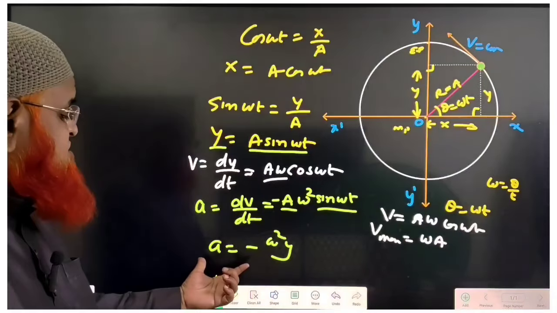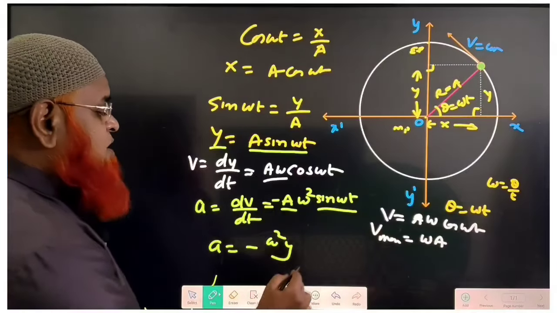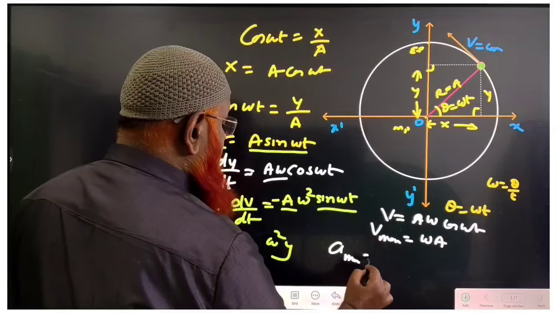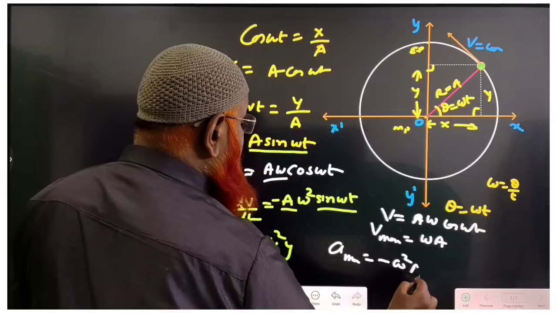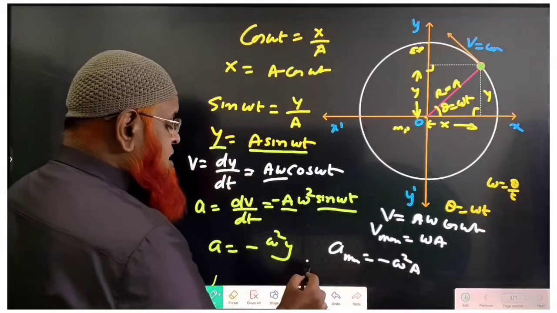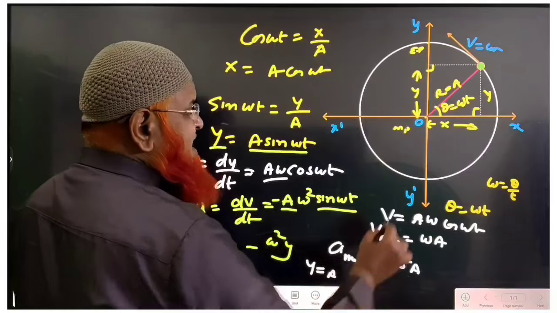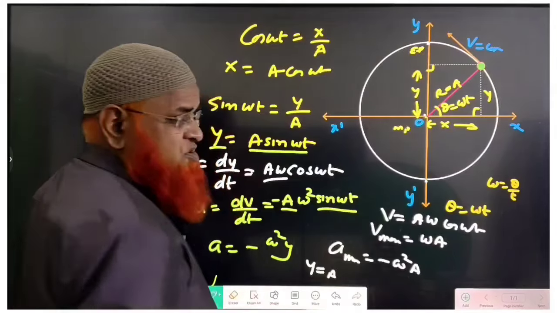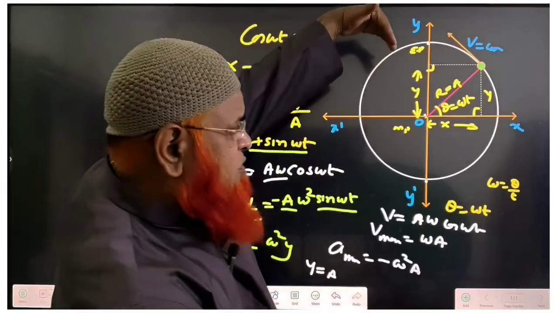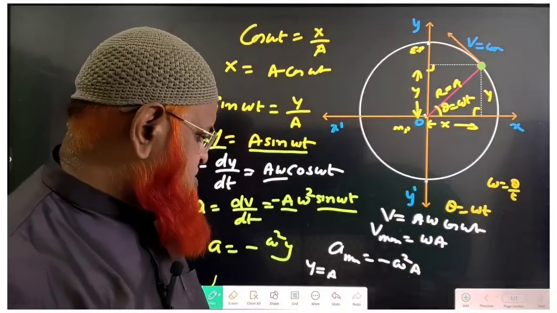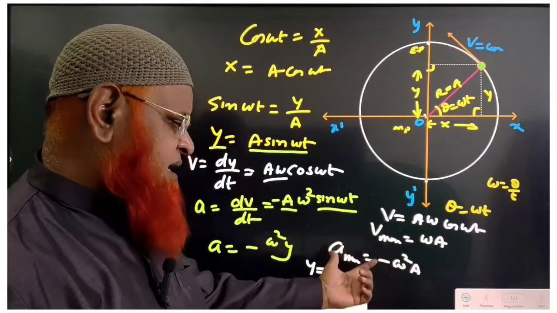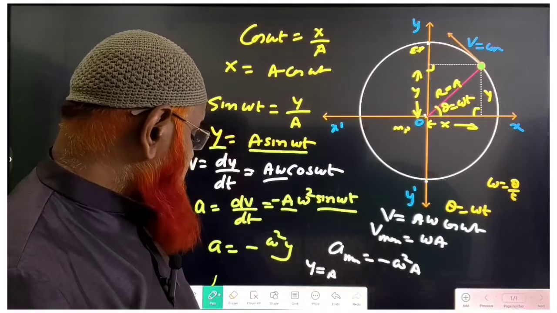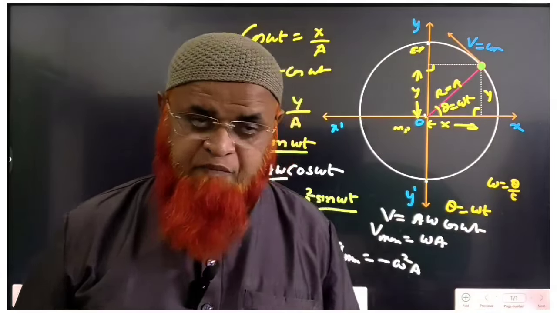Then since we get acceleration as minus omega square y, what is the maximum acceleration? Maximum acceleration can be taken as minus omega square A. Here, y is going to become A, because acceleration is maximum at the extreme positions and minimum at the mean position. Okay, so acceleration is always directed towards the mean position. Therefore, we're getting acceleration as maximum, which is minus omega square into A. That's it.